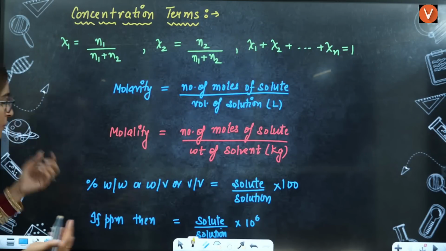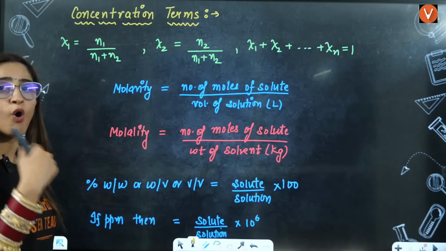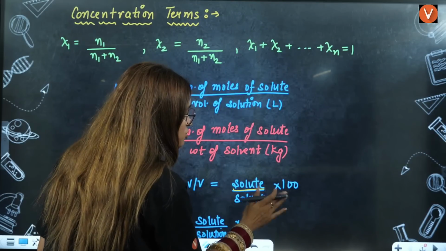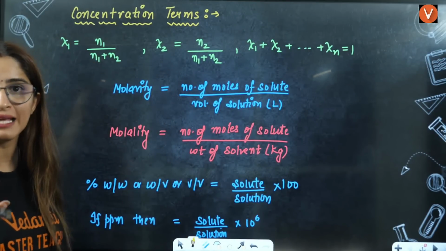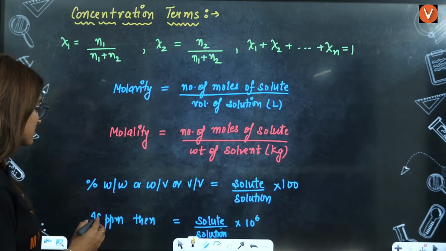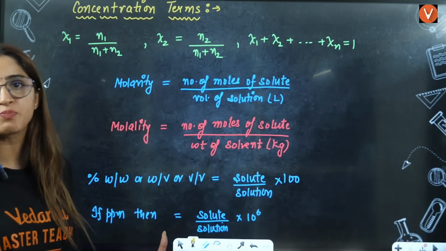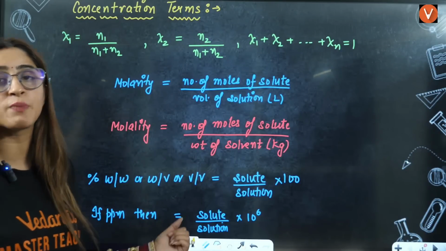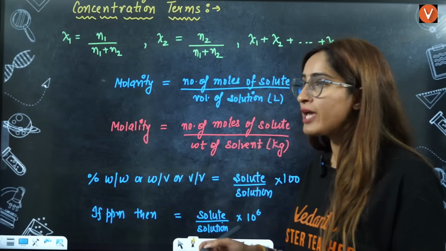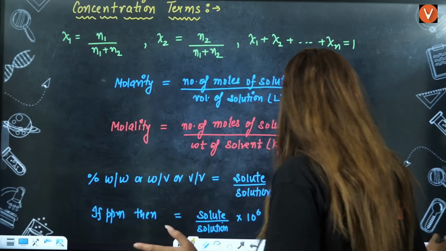Even if you talk about the percentage, weight by weight, weight by volume or volume by volume, here always what you are going to do is take solute by solution. But remember one thing, the weight will be in grams and volume will be in milliliters. That is how you are going to answer this. But if the same thing is given in ppm, that is parts per million, then instead of multiplying by 100, you have to multiply by 10 raised to power 6. Okay, so that is about the concentration terms that will be required in your exam.